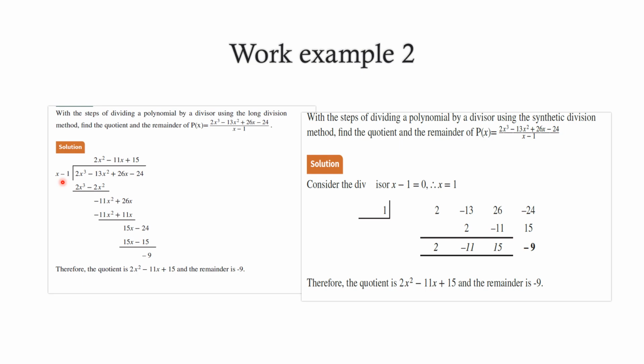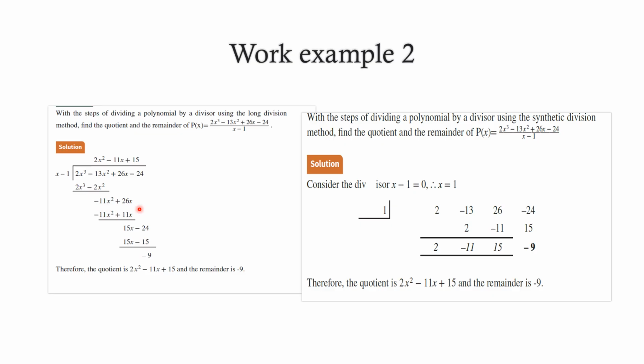So here we perform the operation. 2x cubed divided by x will give us 2x squared. Then 2x squared will multiply the whole of the divisor. We get this answer. I hope you get it. Then we subtract this expression from the dividend. Then we get the new dividend.